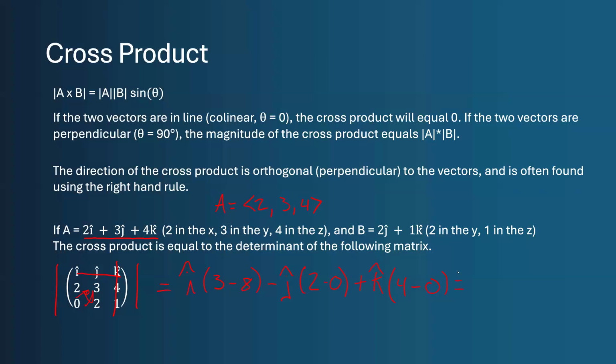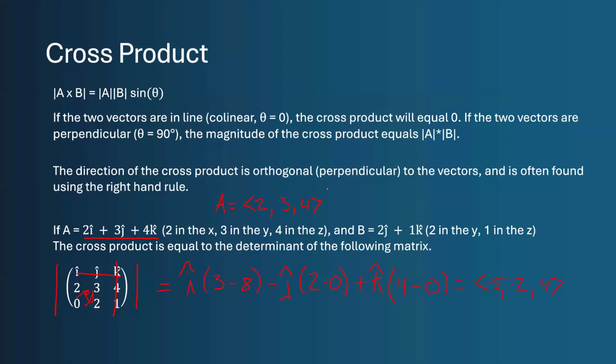And so when I do simplification, and if I want to write it in terms of brackets in a form we're more familiar with, then I'm going to get -5, -2, +4, like that. So that's going to be my cross product vector. It's going to be normal to those two vectors.